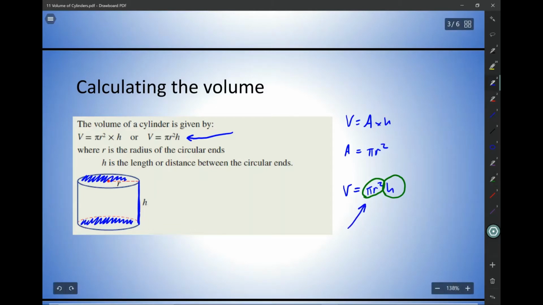Let's write that down so we don't forget. Area of the circle and the distance in between the circles.